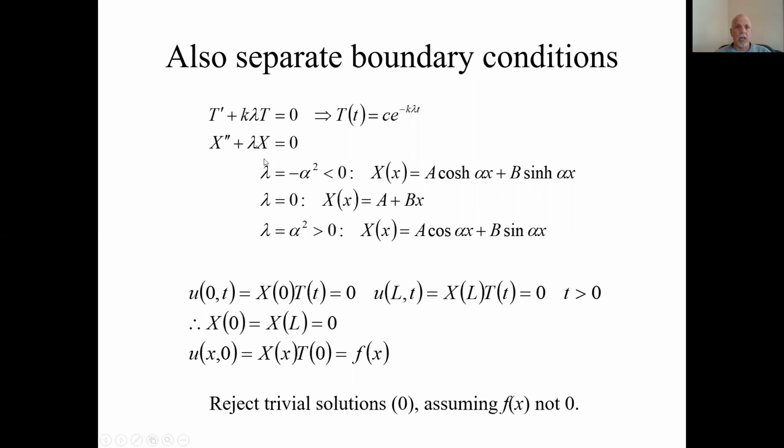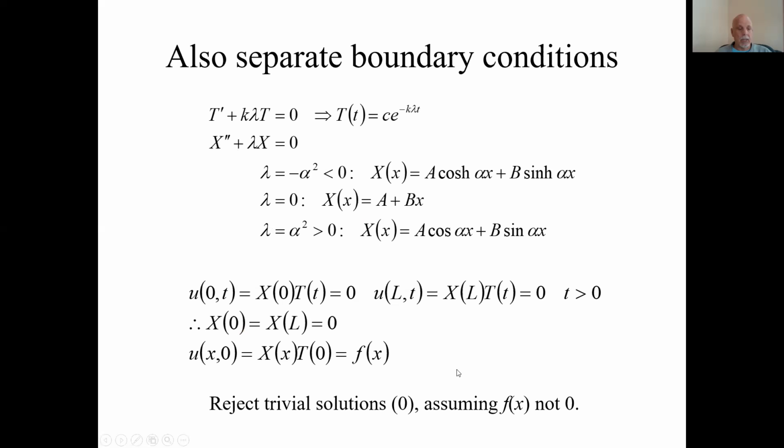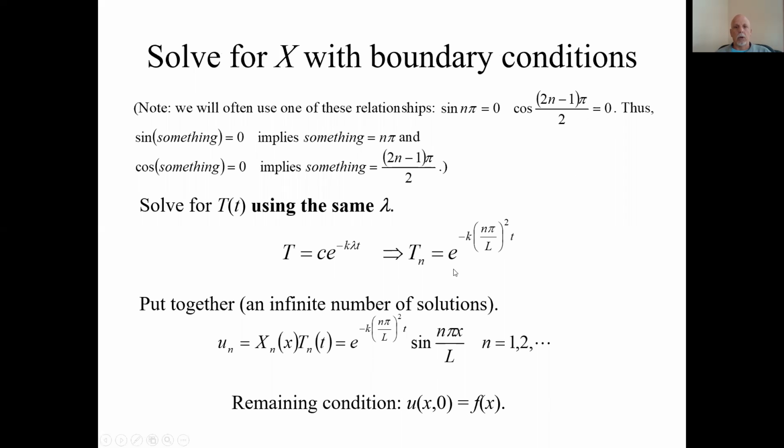In fact, with this lambda in it, it led to the eigenvalue problem. And we, in fact, got an infinite number of solutions for the X equation. Now, what about the T equation? We had a solution for it, but now we know what the lambdas are, and we have to use the same lambda for each function, for both X and T. So we have an infinite number of T solutions corresponding to each lambda. And here are the T solutions.